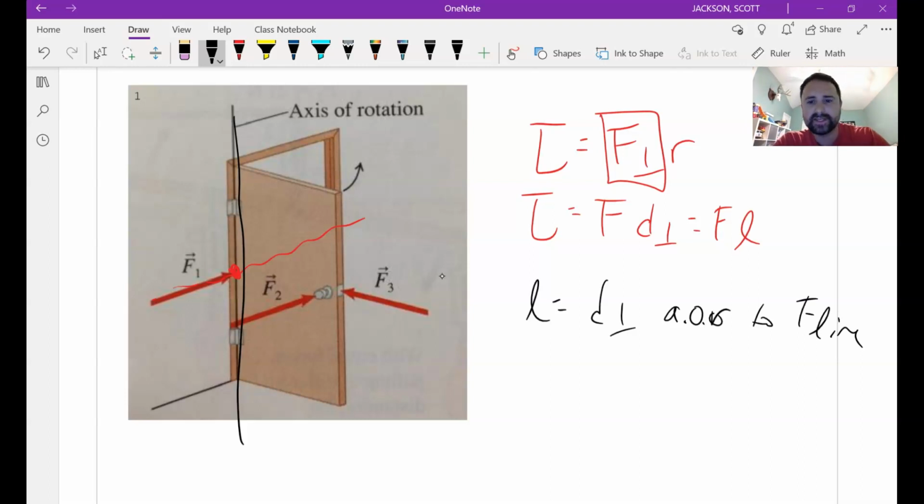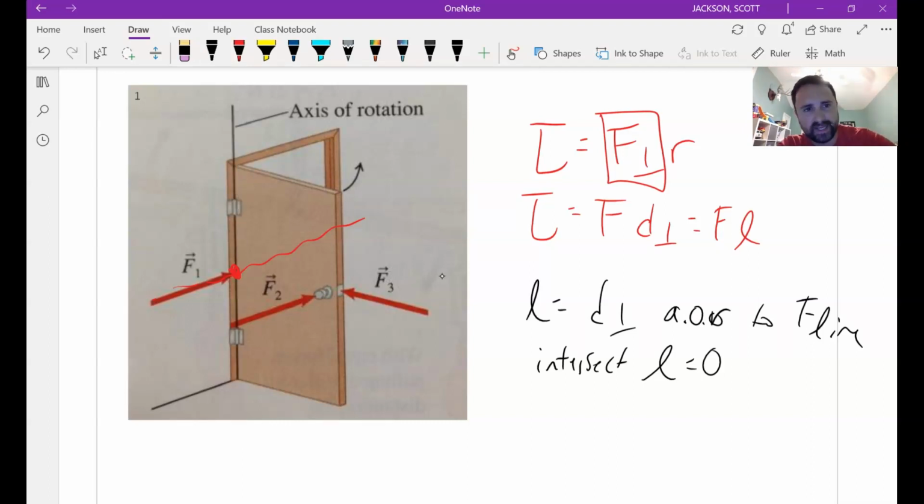So if those two things intersect, your lever arm equals 0. There's no distance between them if they're touching, right? It's like, here's my force line, here's my axis of rotation. Hey, there's a distance. But if they intersect, what's the distance between them? That is 0. So that's why you don't have any torque. It won't rotate if you push at F1.